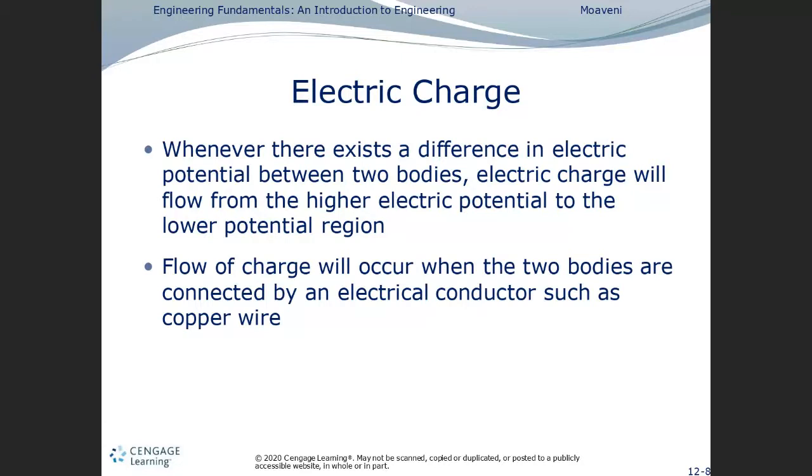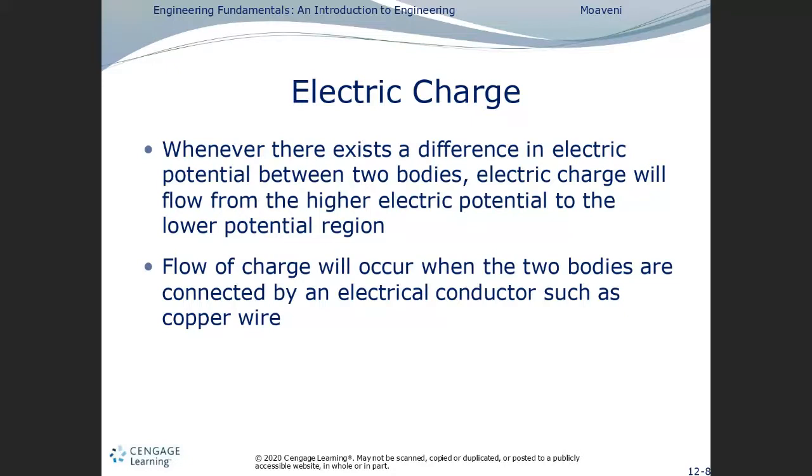So you think about here again, flowing of a fluid, flowing of electricity, right? The flow of charge will occur when two bodies are connected by an electrical conductor, such as copper wire. And then another thing, right? I know I'm doing a comparison because I just want to help those of us that are mechanicals make sense of the electrical charge.